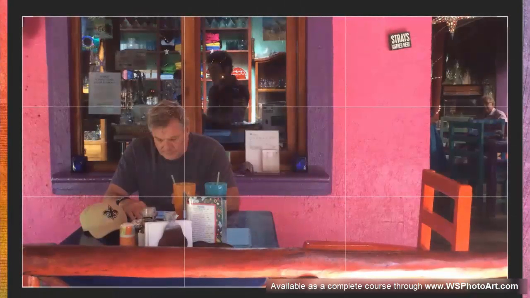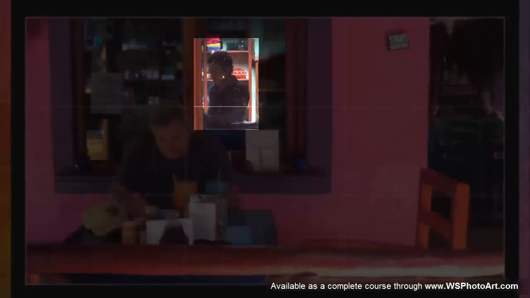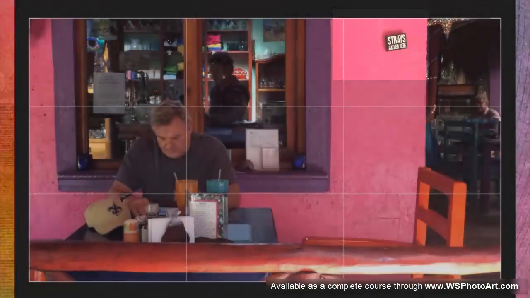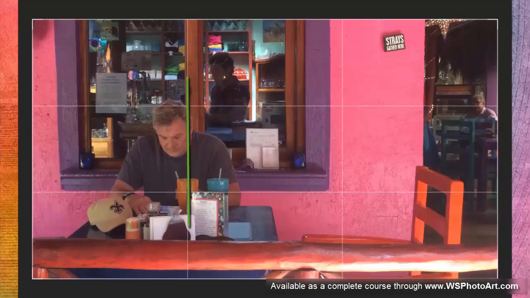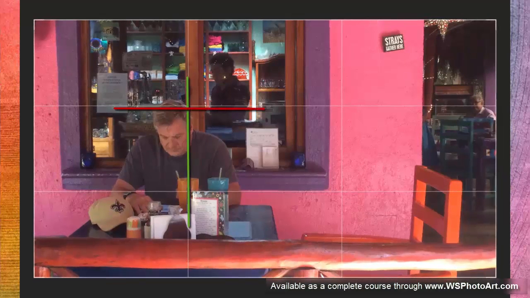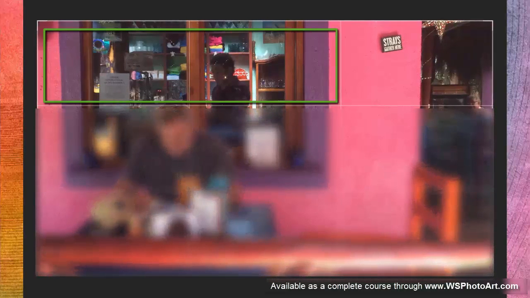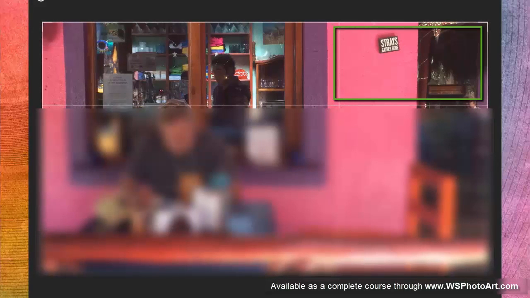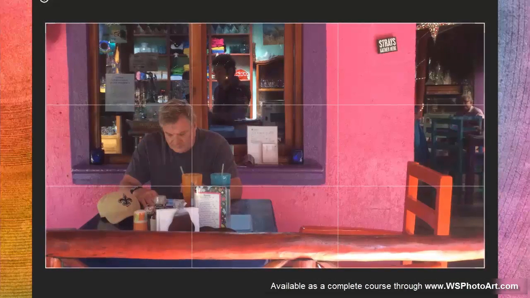To me, the essential elements in this image that I took in Mexico are the gentleman in the foreground, the gentleman in the store, and the sign in the top right there that says "Strays Welcome." So the man in the foreground is basically in line with that left vertical line, and his head is near the top horizontal line. And the man in the store is in the top third of the frame, and the sign that says "Strays Welcome" is in the top right hand third of the image. So to me, all the essential elements are in the correct thirds of the frame.